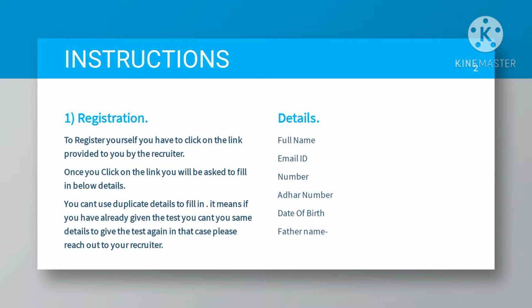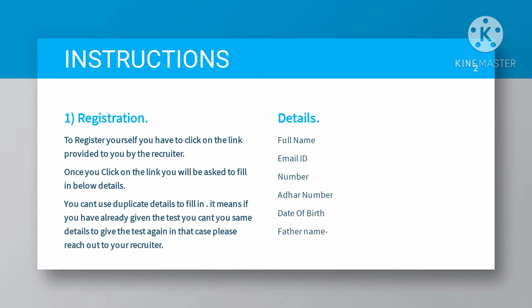To register yourself, you have to click on the link provided to you by the recruiter. Once you click on the link, you will be asked to fill in the below details. You can't use duplicate details to fill in. It means if you have already given the test, you can't use the same details to give the test again. In that case, please reach out to your recruiter.